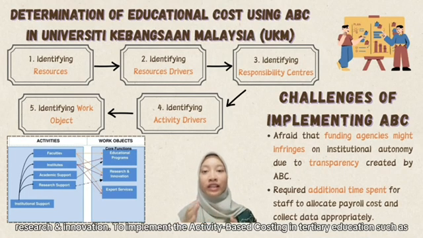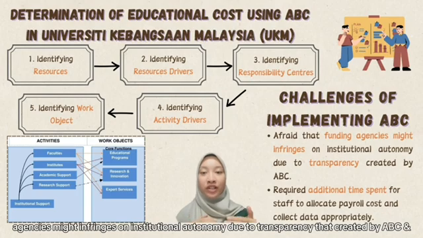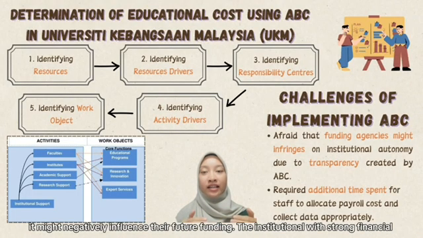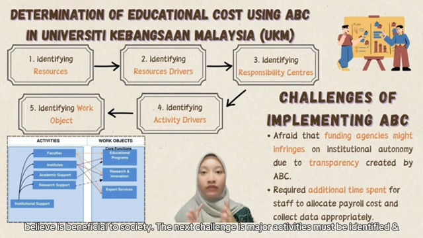To implement activity-based costing in tertiary education, such as a university, there are a few challenges that need to be faced. The first one is the fear that the funding agency might infringe on institutional autonomy due to the transparency created by ABC, and it might negatively influence their future funding. The institutions with strong financial performance will be more influential than the institutions that spend their money on what they believe is beneficial to society.